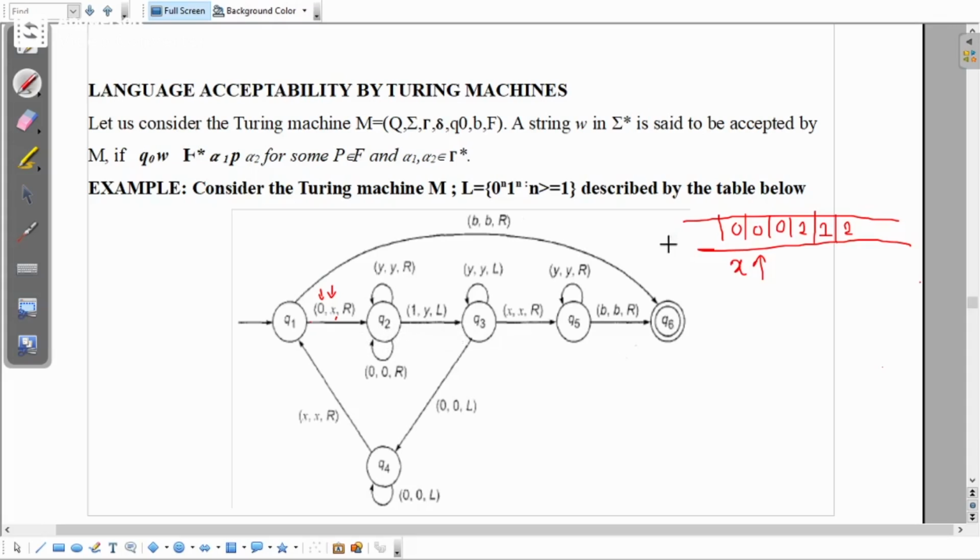How do we do that? Because you know that after changing 0 by x, there may be many zeros before you could get 1. That's why in the state q2, you can loop 0, 0, r. And then when you get 1, you change that to y and shift to the left. After getting many zeros, you will get 1 and change that to y, and shift to the left.